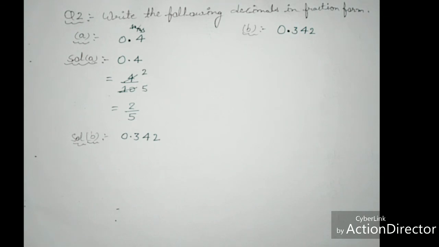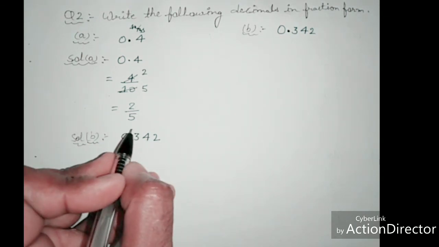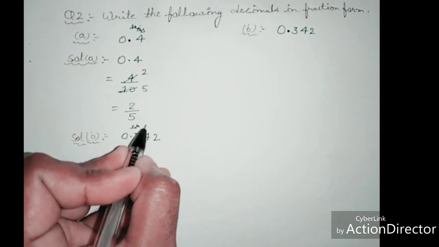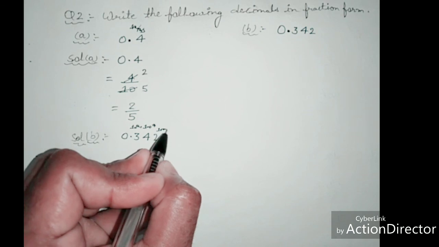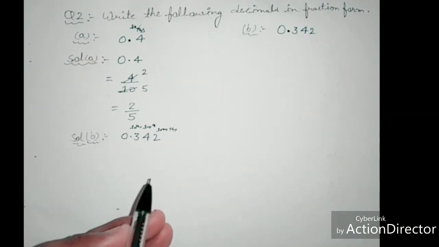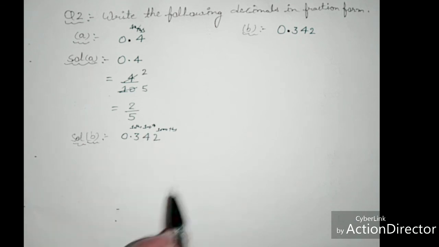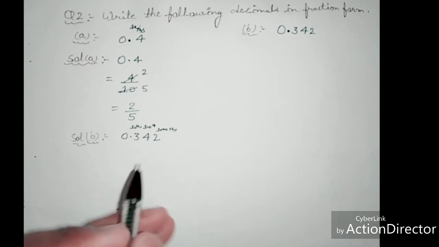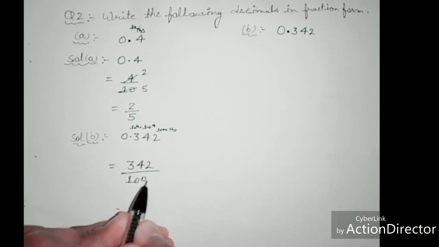0.342. So first we check the maximum place value of this decimal number, tenths, hundredths and thousandths. So 3 is in the tenths place, 4 in the hundredths place and 2 in the thousandths. The maximum place value of this decimal is thousandths. So we write 342 upon 1000.